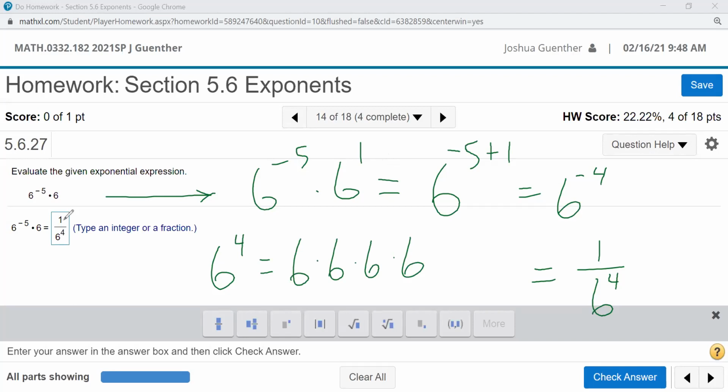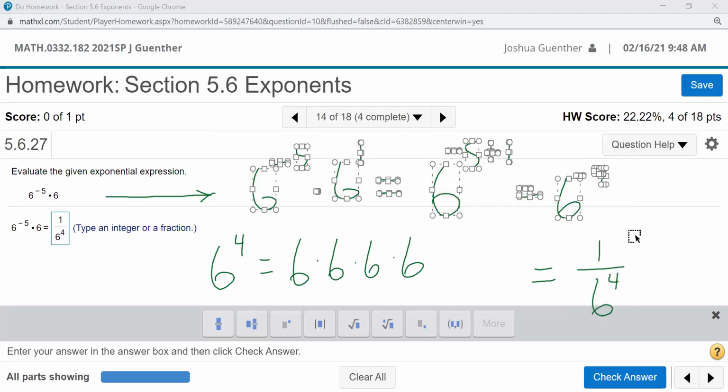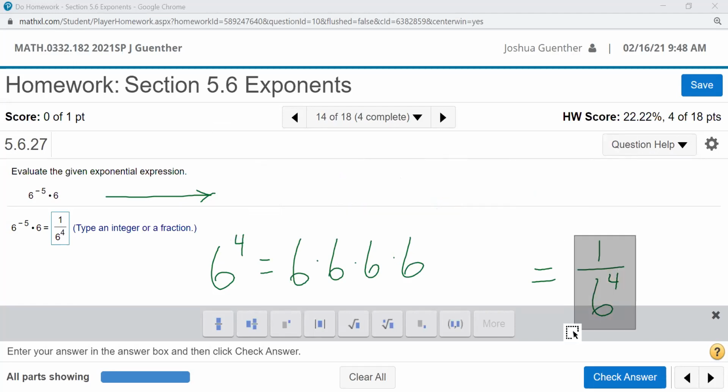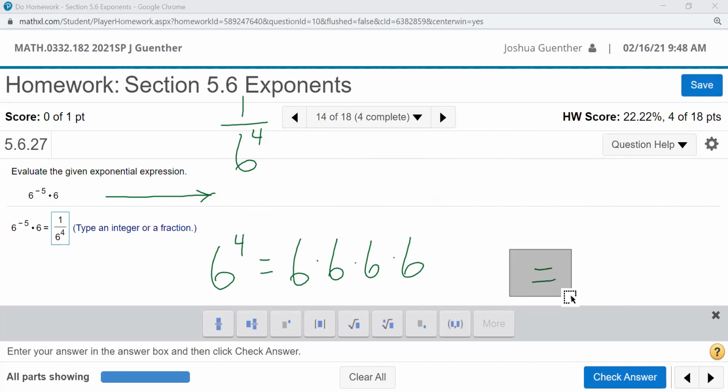So it's still 1 over 6 to the fourth, but we need to figure out what 6 to the fourth is to begin with. So it's good we're working this together so we can see how it wants you to write things. So let's see. We're going to do this one without a calculator.